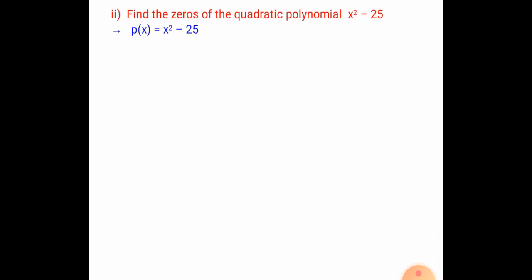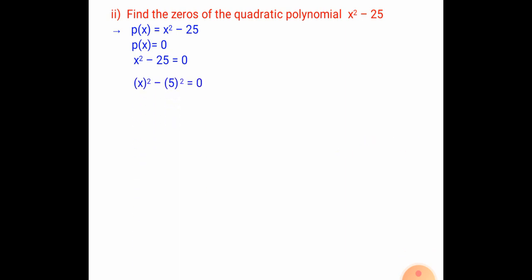Here in this case the given polynomial is x square minus 25. First you have to say p of x equal to 0. You have to copy that polynomial x square minus 25 and say equal to 0. Now here in both the terms there is no common.